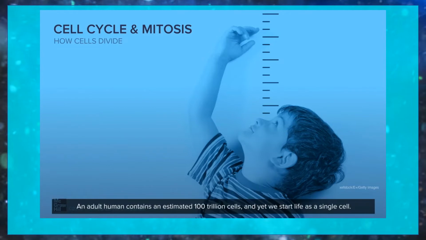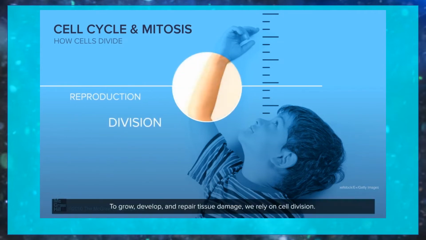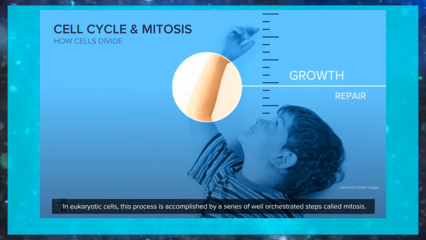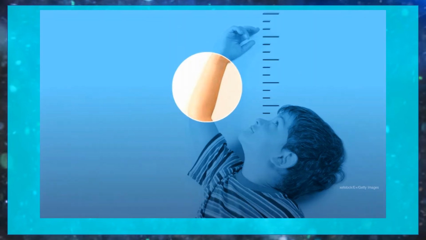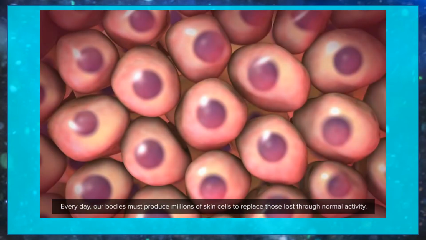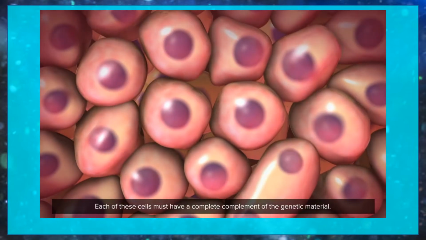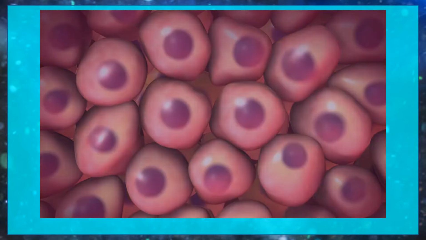An adult human contains an estimated 100 trillion cells, and yet we start life as a single cell. To grow, develop, and repair tissue damage, we rely on cell division. In eukaryotic cells, this process is accomplished by a series of well-orchestrated steps called mitosis. Every day our bodies must produce millions of skin cells to replace those lost through normal activity. Each of these cells must have a complete complement of the genetic material.